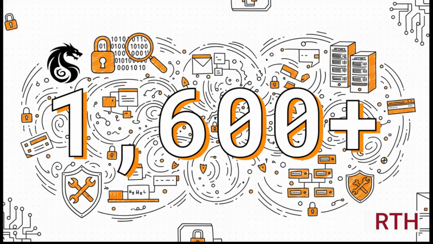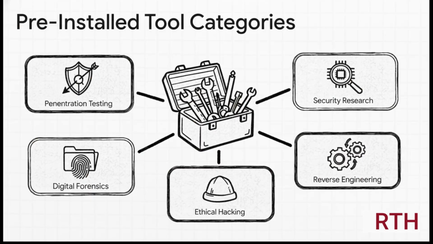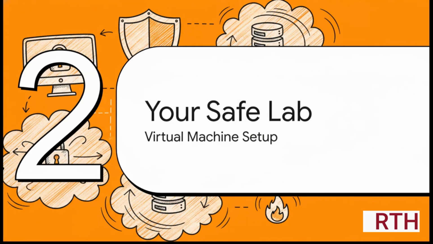So why do so many people use Kali? Well, this number right here is a huge reason. Over 1,600. That's how many specialized tools come baked right into the system, ready to go from the moment you install it. And we're not just talking about one kind of tool here. It's like having a whole garage full of different toolboxes. You've got your tools for penetration testing, trying to find weaknesses in a network. You've got tools for security research, digital forensics for digging up evidence, reverse engineering, the whole shebang. It's an entire arsenal.